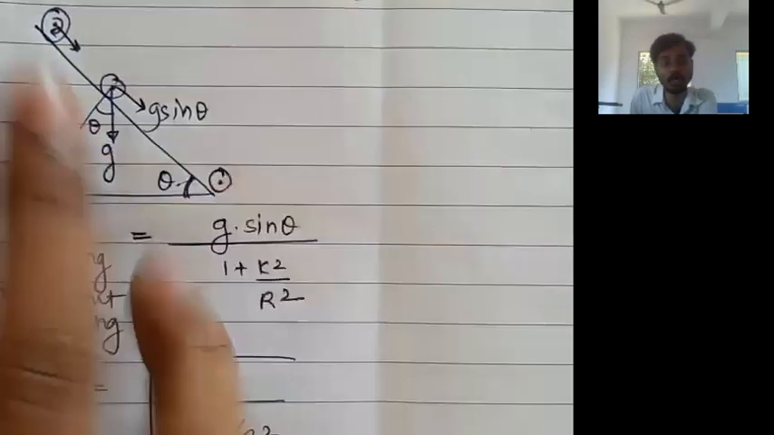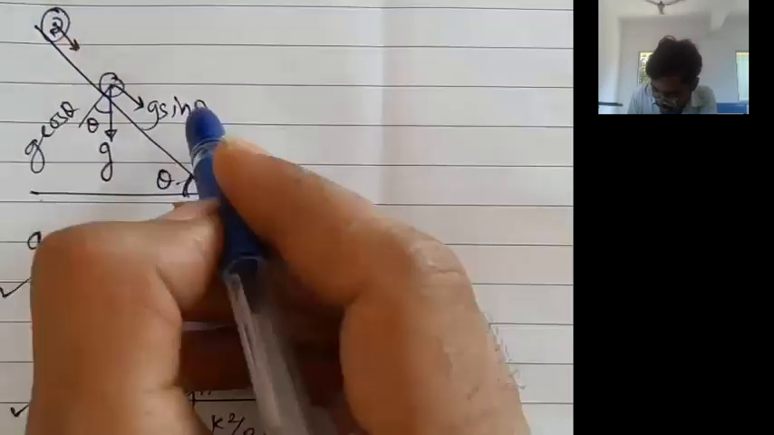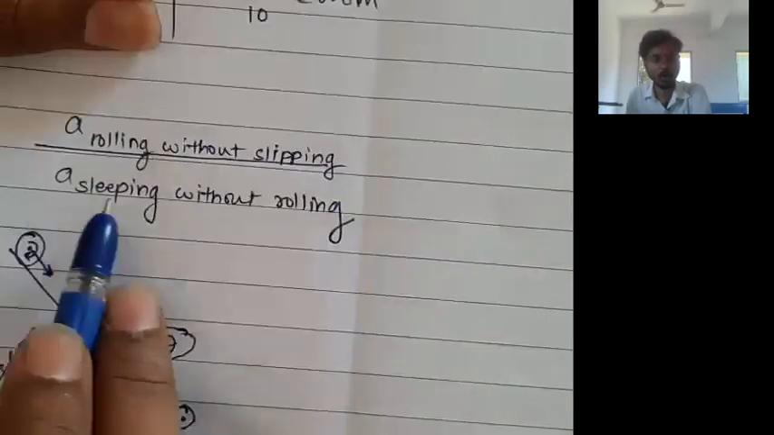And there is no rolling motion. If there is no rolling motion, only sliding motion, it means the acceleration along the incline will be simply g sin theta. So acceleration of slipping without rolling: there is no rolling, only sliding down, you will come down with g sin theta.